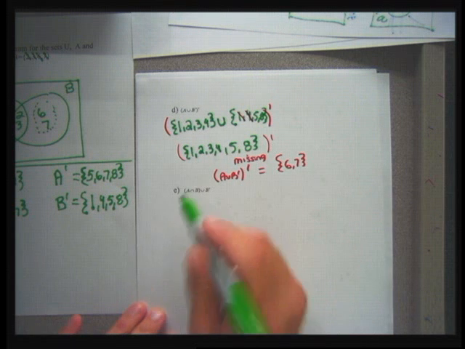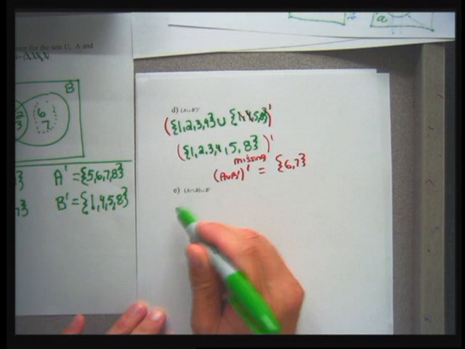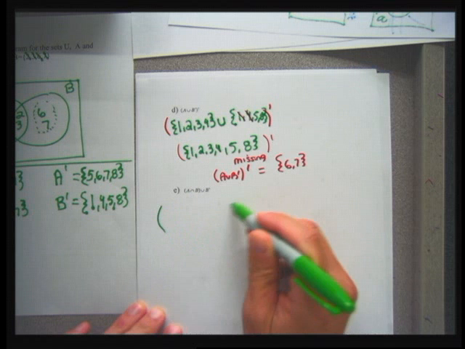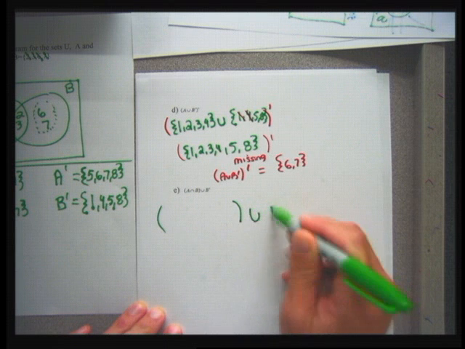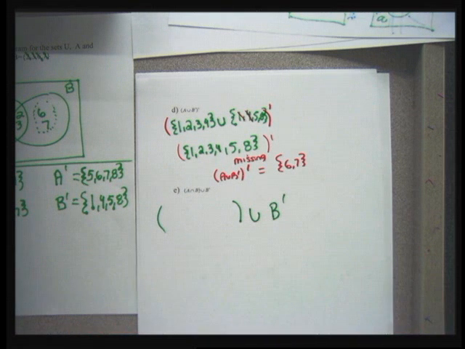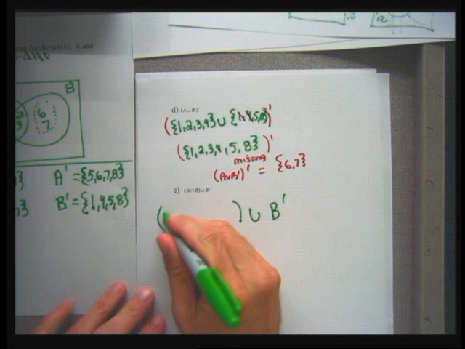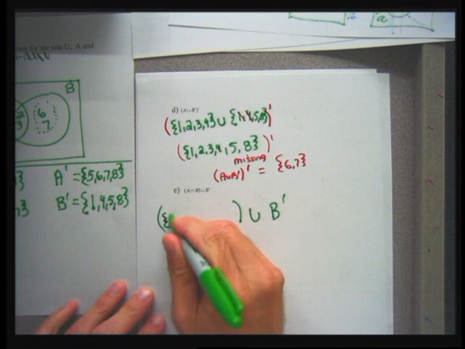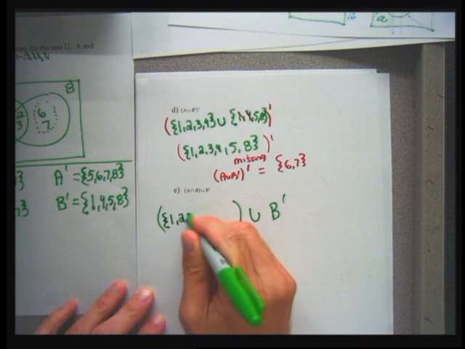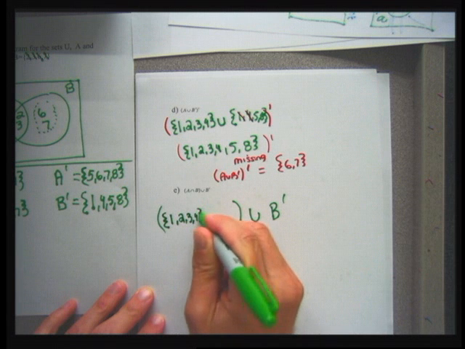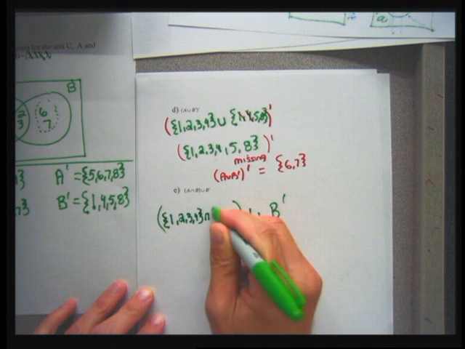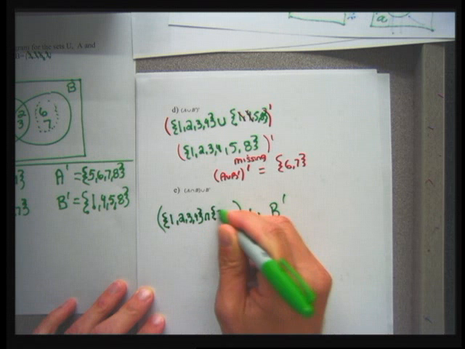For E, to do this, I need to do my parentheses first. And same deal, I think this I probably could do easier on a picture. Maybe I'll show you. The first thing I'm going to do is deal with A intersection B, because I need to do parentheses first. A is the set 1, 2, 3, 4. I'm going to leave the intersection symbol. B is the set 2, 3, 6, and 7.